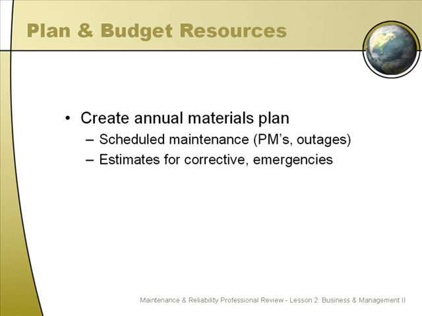Next, create an annual materials plan. Your material usage is something that you can look at history to plan for, at least initially, because you're not going to increase your reliability immediately. So you can plan ahead for your materials usage for scheduled maintenance, such as preventive work and outages. You can also have estimates for corrective maintenance and emergencies.